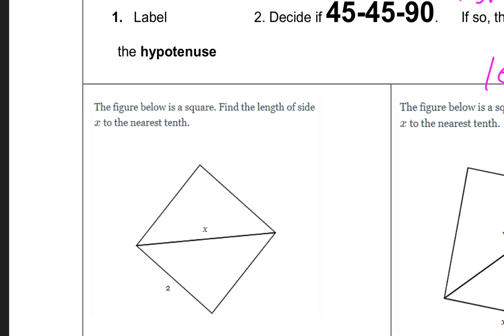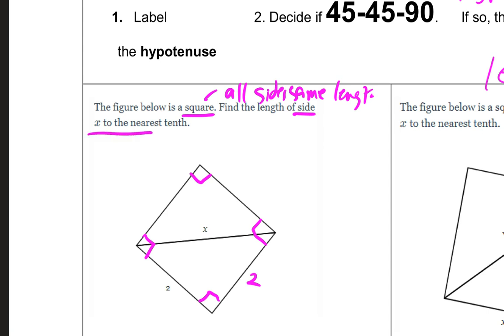All right, so it says the figure below is a square. Okay, so we know this is the square, right? So we know that this side is 2, and if it's a square, then this side is also 2, because all sides are the same length. And we also know those are all 90-degree angles. So find the side length of the side x.